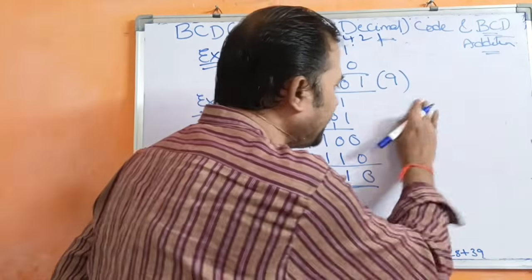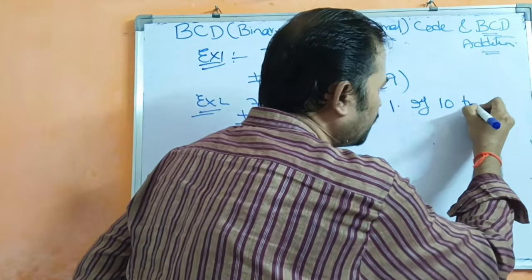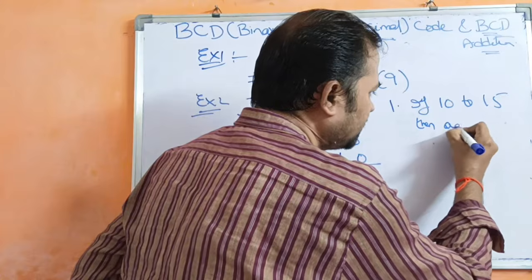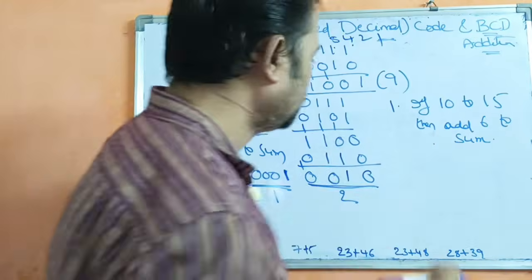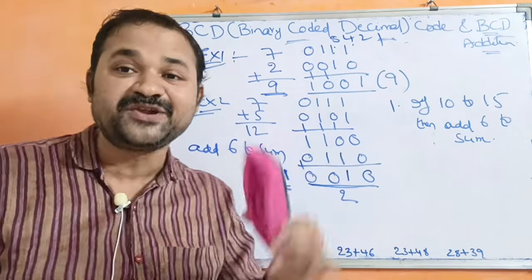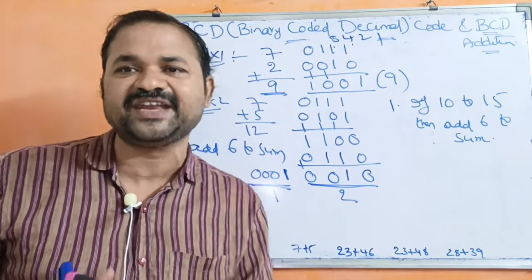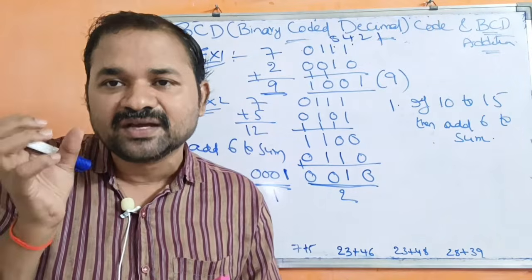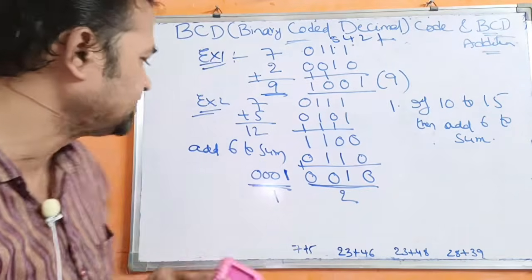So here the first point is, if we get numbers from 10 to 15, then what do we have to do? Add 6 to the sum. If the sum is between 10 to 15, why? Because with 8421 the maximum we will get is 15. So in order to get the valid BCD number, we have to add 6 to the sum. Okay. So this is one scenario.